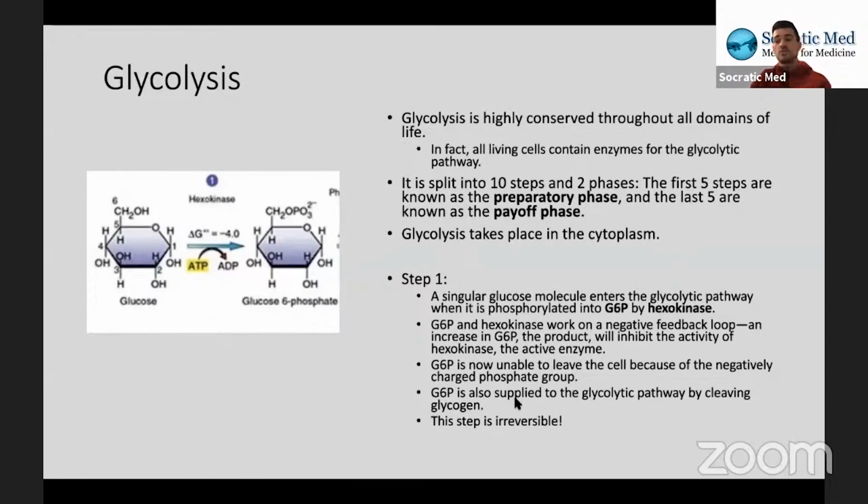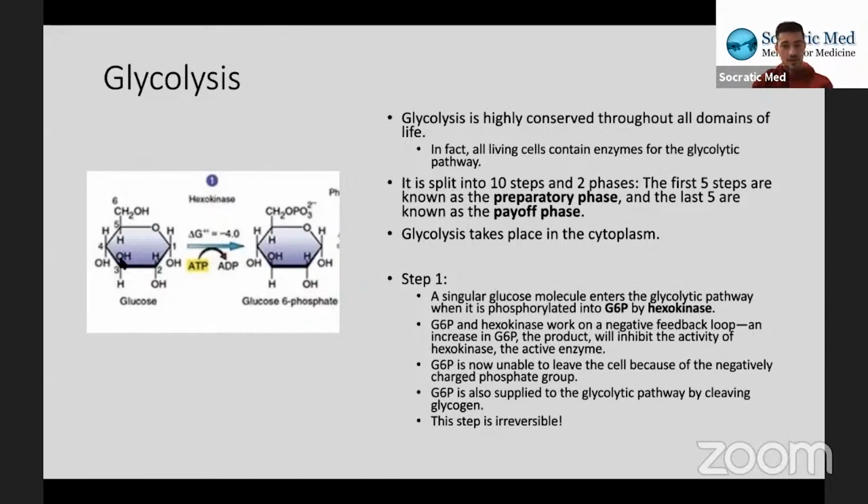G6P is also supplied to the glycolytic pathway by cleaving glycogen. So we have glycogen in our muscles as well. It's that sort of branched storage of glucose, and they're all sort of together. So when we cleave glucose molecules for glycogenolysis, they actually are released as G6P. So when you have G6P, it could be going to glycogen, it could be feeding into the glycolytic pathway. It could be a number of things.